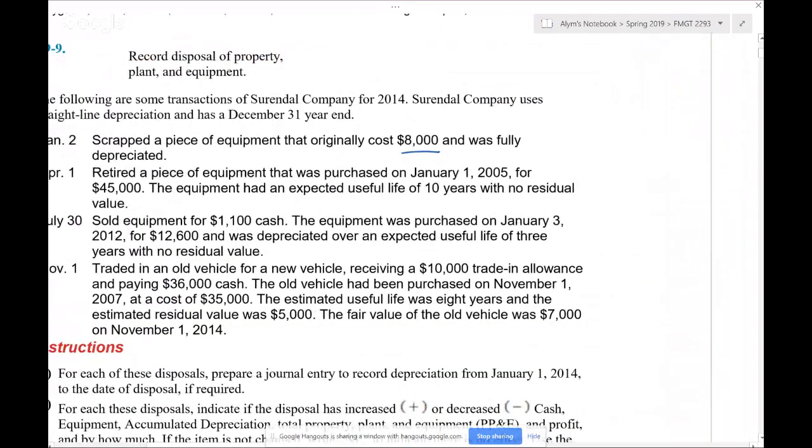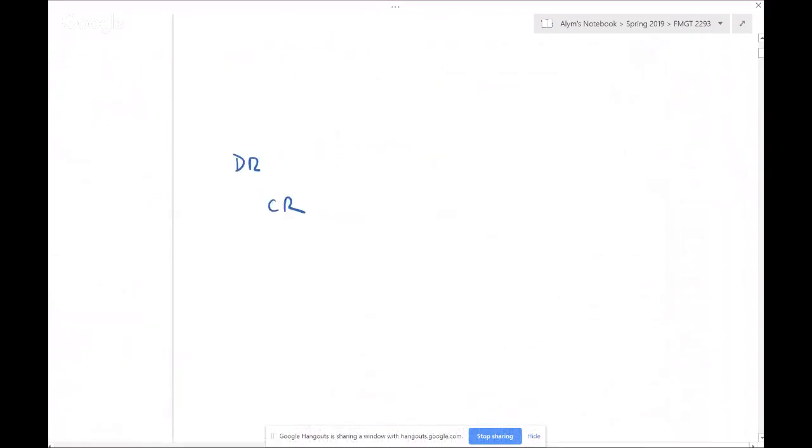So on January 2nd, we scrapped a piece of equipment. It originally cost $8,000. It was fully depreciated. So here, we're going to debit the accumulated depreciation for $8,000. We're going to credit the equipment for $8,000. We're getting rid of a piece of equipment that was already fully depreciated.